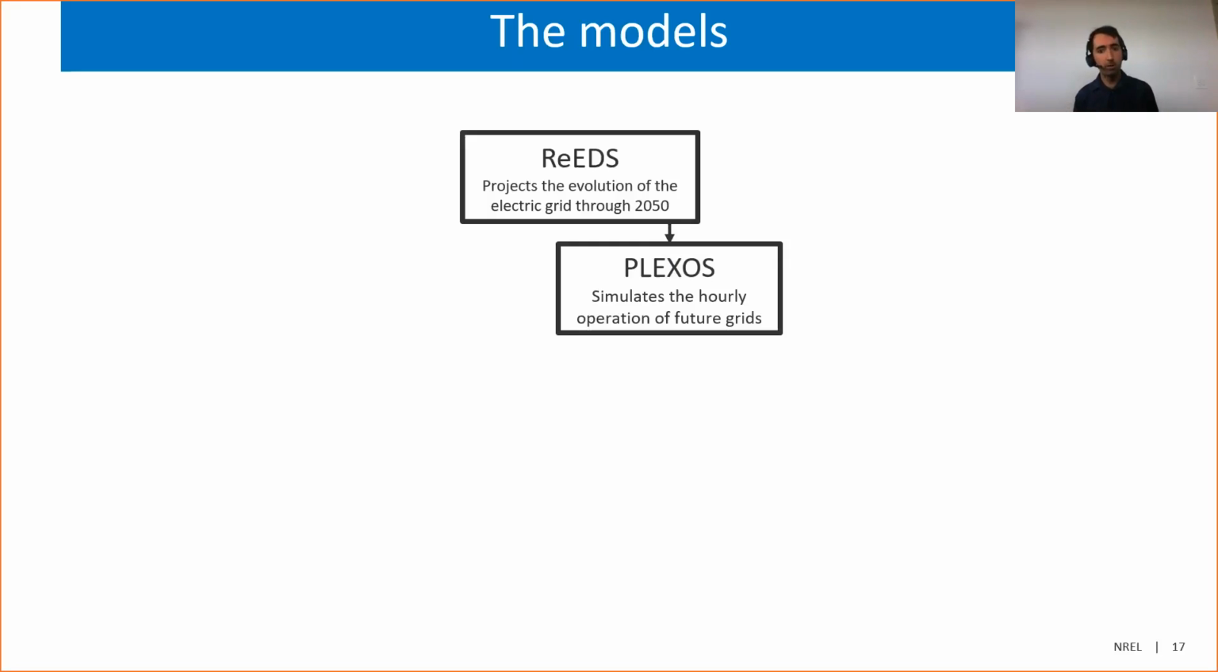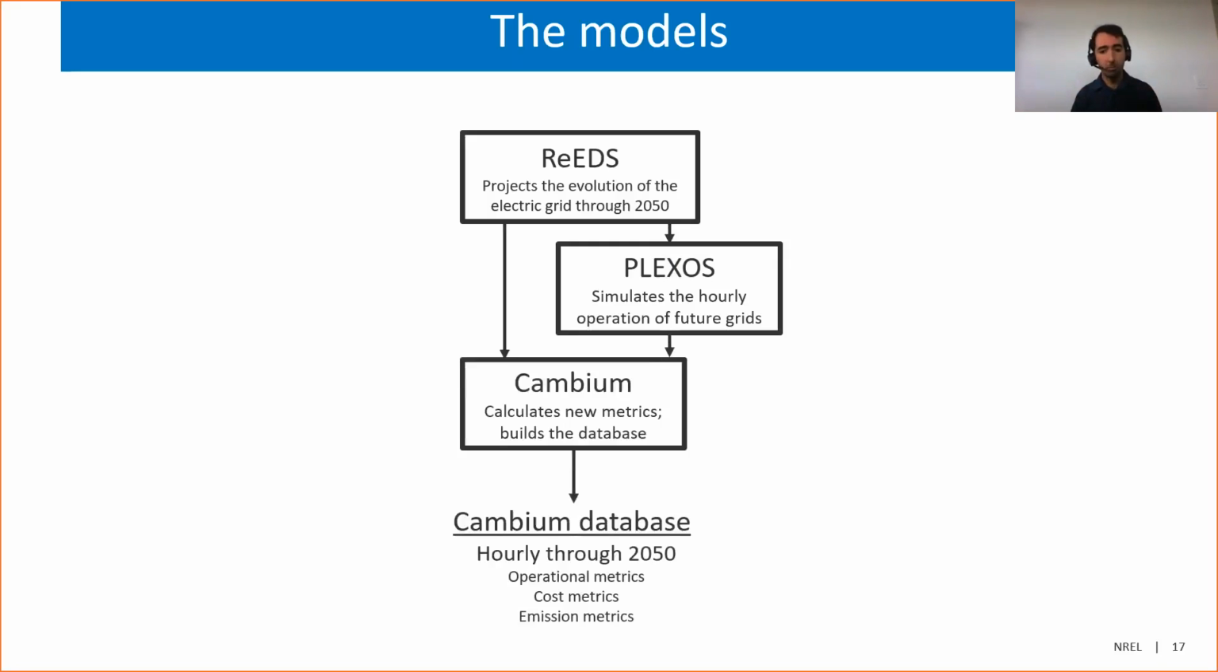So this gives us a wealth of data that's not inherently in ReEDS, and that is also at an hourly resolution, which ReEDS is not. So this was the capability that allowed us to start producing this data set, and to essentially take advantage of those capabilities. We built this tool, Cambium, that draws from both of those models and then does a bunch of post-processing and calculates new metrics that are specifically designed to be useful for certain types of decisions and analysis questions, and then builds a structured data set, which we make available to you. That has this hourly data through 2050 that you can broadly classify as operational cost and emission metrics.